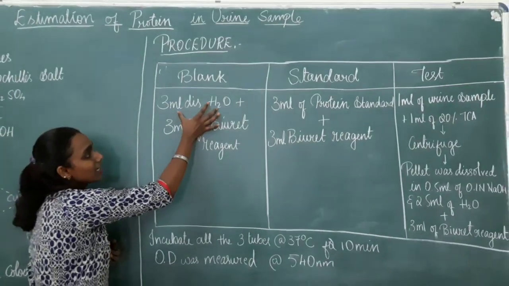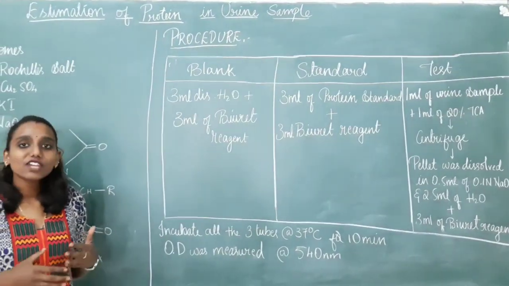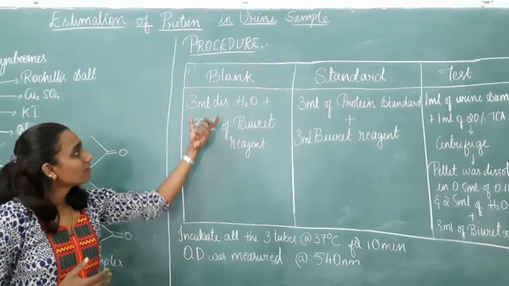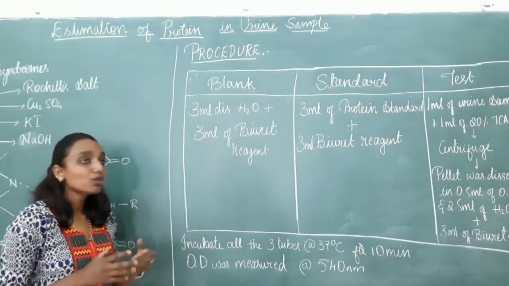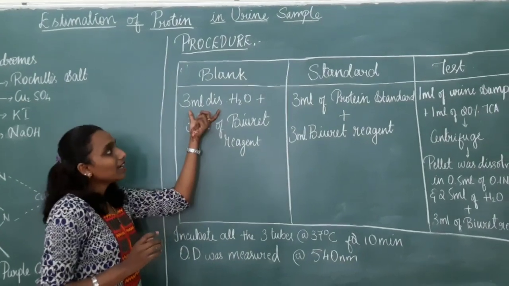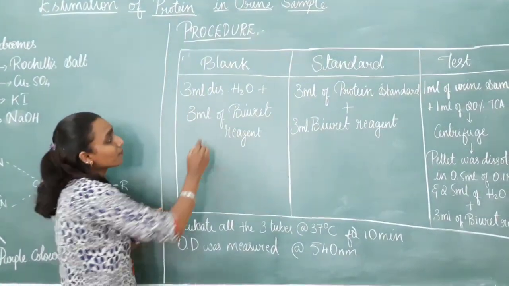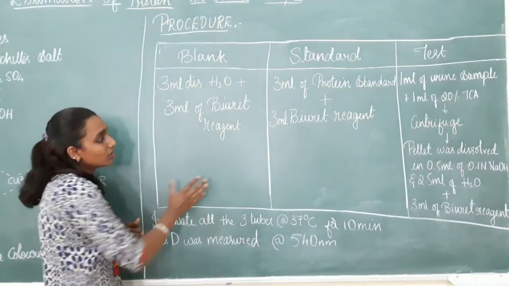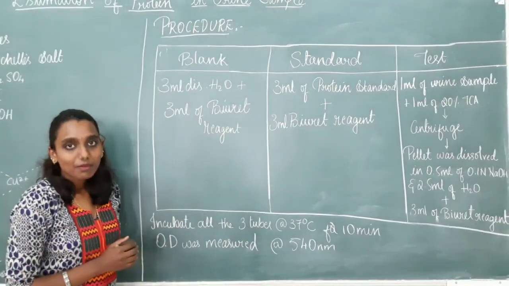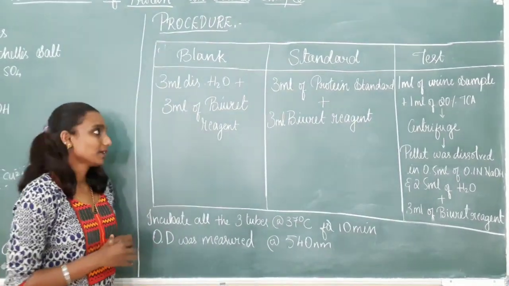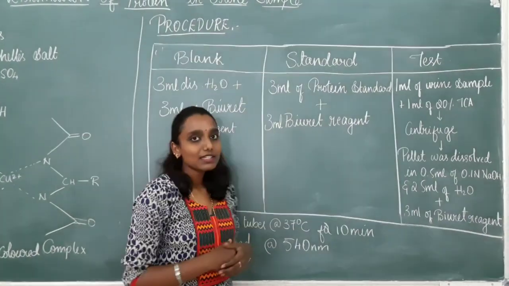Now, let us see how to prepare the blank. Since we are measuring using a colorimeter, we have to use a blank to calibrate the colorimeter. So we should take 3 ml of distilled water, to which we have to add 3 ml of biuret reagent. This is going to act as our blank, where distilled water and biuret reagent are present. Now how do we prepare the standard?